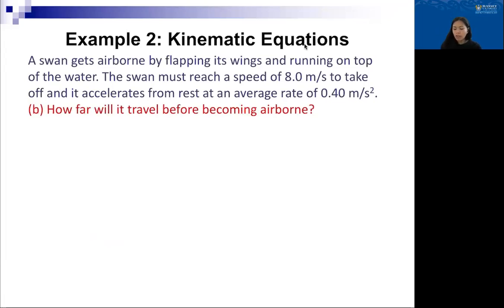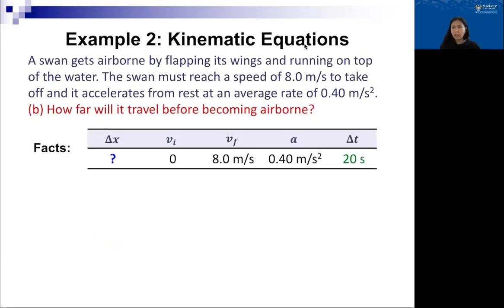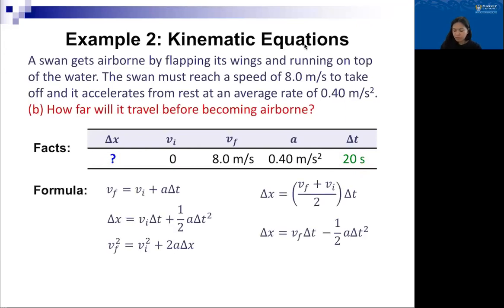How far will the swan travel before becoming airborne? Again, we fill out our table of facts. We already know from previously VI, VF, and A. We have now the added information of time from the previous question that asked us to solve for the time. And we are being asked to find delta x, or how far. Right, we now have more options for which equation to use because we have this added information of delta t.